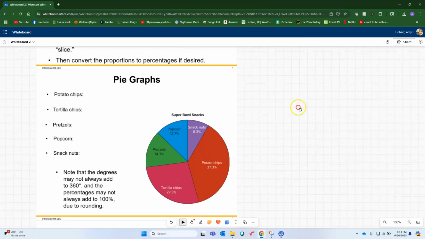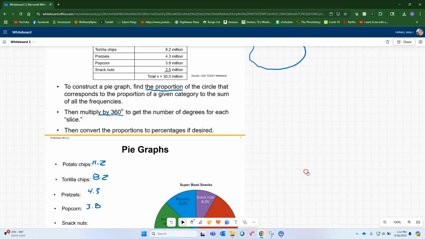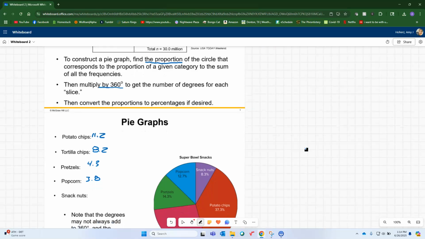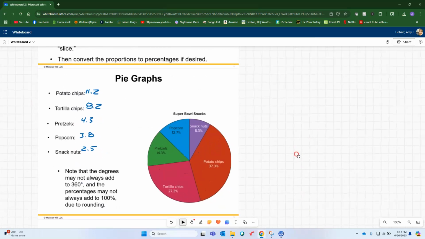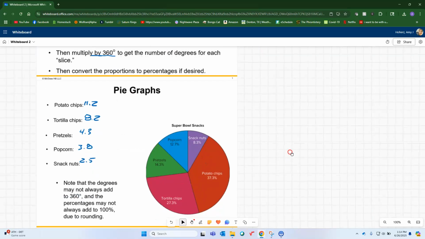So let's practice this. I'm going to have to get the data here, so we'll write these down. The potato chips was 11.2 million. The tortilla chips was 8.2 million. The pretzels were 4.3 million. The popcorn was 3.8 million. And then the snack nuts are 2.5. Okay, so now we've got our data. And remember, the total on this was 30 million. So all those together add up to be 30 million.